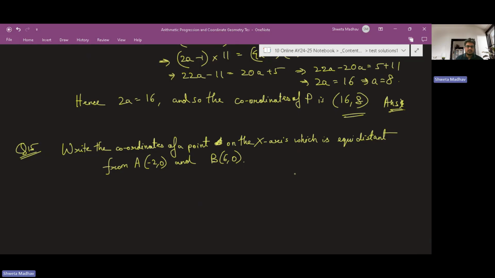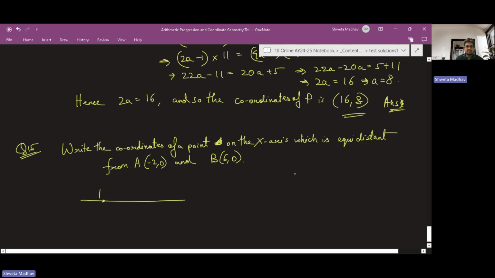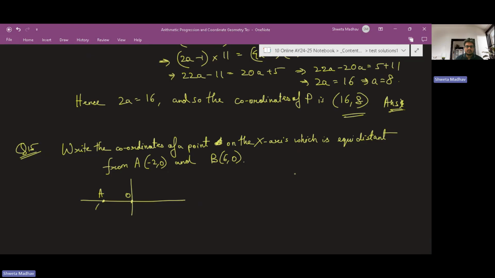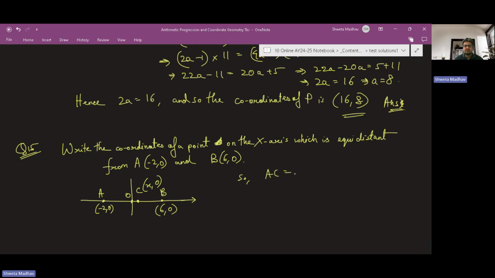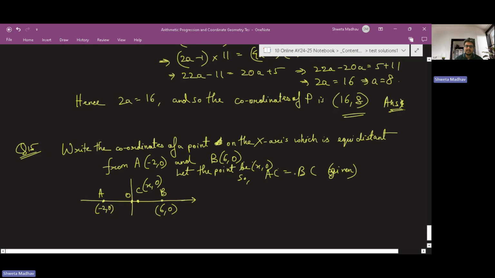So the point A is towards the left of the origin, which is minus 2 comma 0. B is towards the right of the origin, which is 6 comma 0, and both lie on the x-axis. So we have to find a point on the x-axis. Let's say that is point C, which is x comma 0, which is equidistant from the points A and B. So hence we can say that AC should be equal to BC, as given. Let the required point be x comma 0, which is equidistant from A and B.